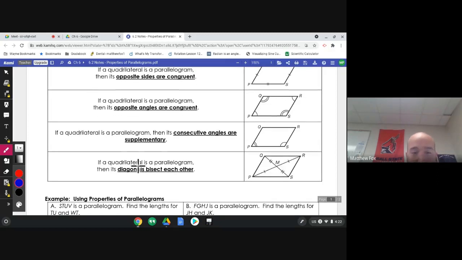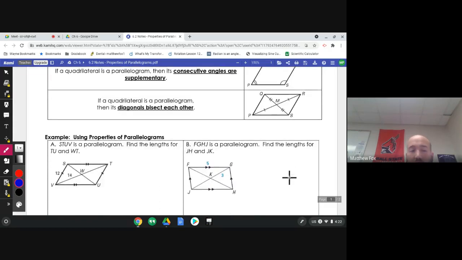And finally, our last rule: if a quadrilateral is a parallelogram, then its diagonals bisect each other. They bisect, meaning they cut each other into two equal parts. M is the middle of both QS and PR, meaning if PM was 12, then we would know MR would be 12. We would know PR, the whole thing, we'd double that. Likewise, if QM was 18, then we know the whole thing, QS, would be 36, MS would be 18.